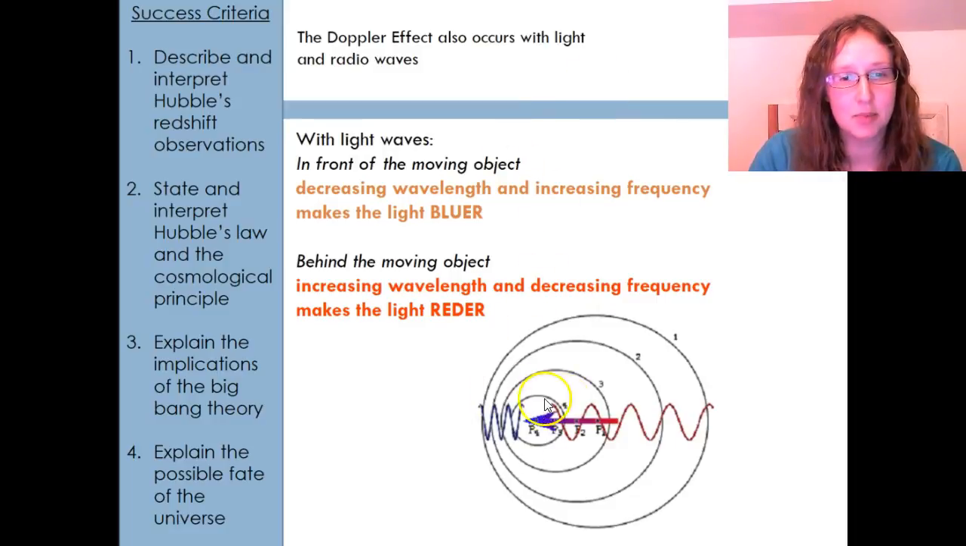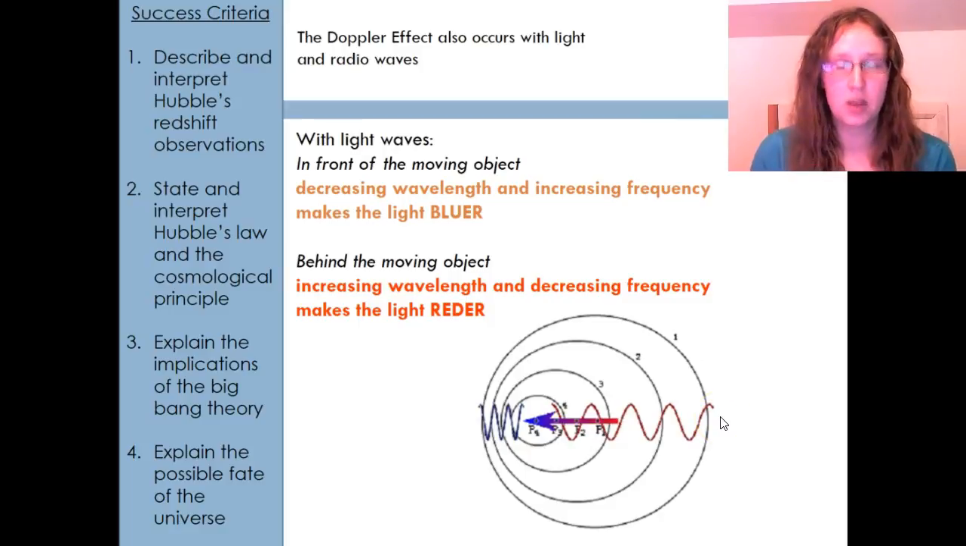So we get exactly the same thing as we did with our ambulance, only this time it's the source that's emitting the light that's moving. If you're in front of it, if the object was moving towards you, it makes the light given off appear bluer. If you're behind it, it makes the light given off appear redder. So that is the basics of the Doppler effect.